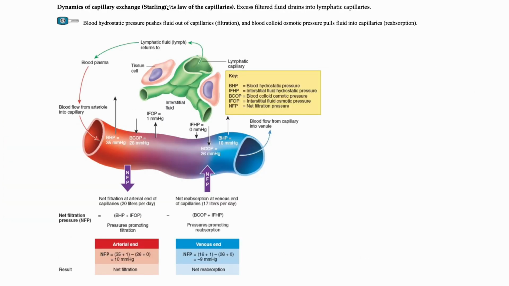This diagram illustrates the factors which determine the bulk flow movement of fluids through a capillary wall. To understand capillary exchange, it is important to have a basic understanding of the forces involved in moving water, the predominant component of blood, from one compartment to another.